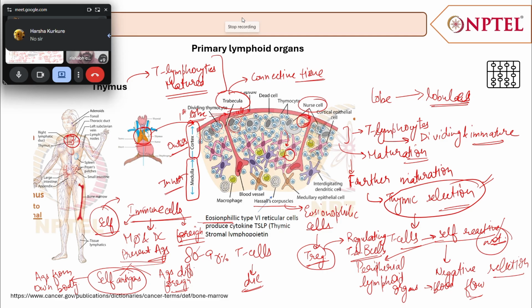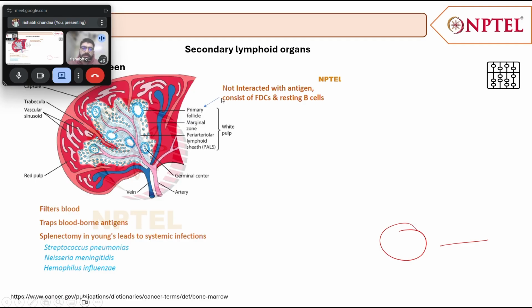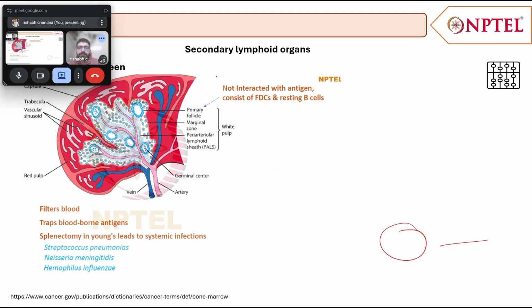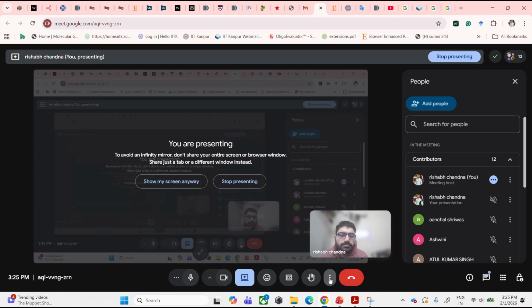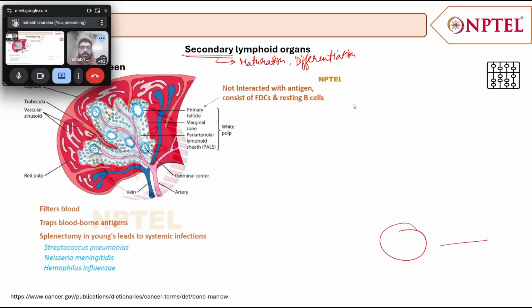Okay, so let's move further. Now let's move on to the secondary lymphoid organs. These lymphoid organs help in the further maturation, differentiation and activation of the immune cells.